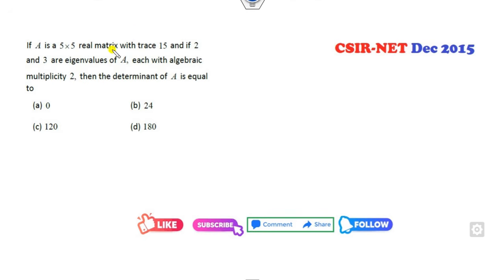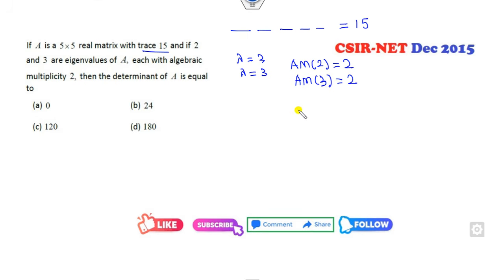If A is a 5 cross 5 matrix with trace 15, you need 5 eigenvalues. 2 and 3 are the eigenvalues with algebraic multiplicity 2 each. What does it mean? 2 occurs 2 times, 3 occurs 2 times. Now can you find the fifth eigenvalue? The sum will be 15, because the trace is 15. So 2 plus 2, 4, plus 6, plus x is 15. This number is 5.